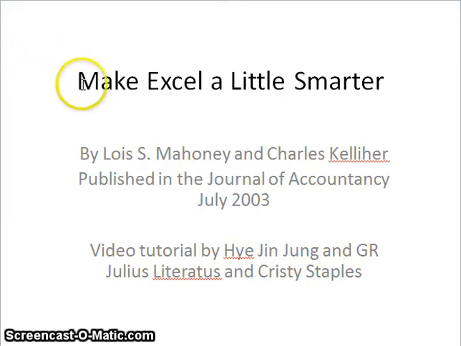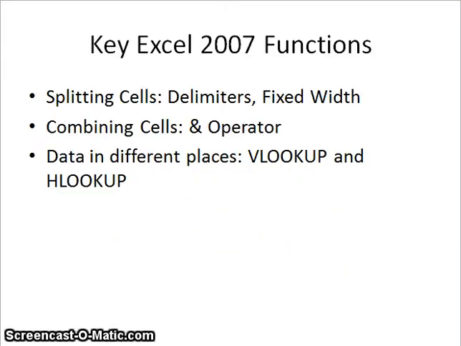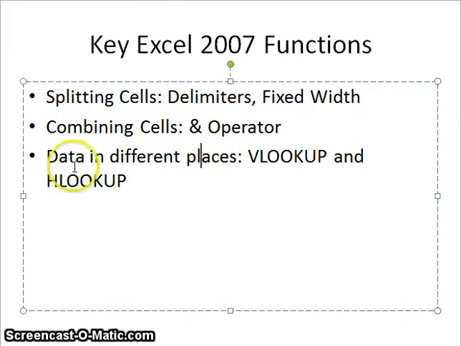The article we're going to talk about is "Make Excel a Little Smarter" by Lois S. Mahoney and Charles Kelliher, published in the Journal of Accountancy in July 2003. The key Excel functions we are going to talk about are how to split cells by using the delimiters operator and fixed width, how to combine cells by using the ampersand operator, and how to use VLOOKUP and HLOOKUP. So we'll start the video.